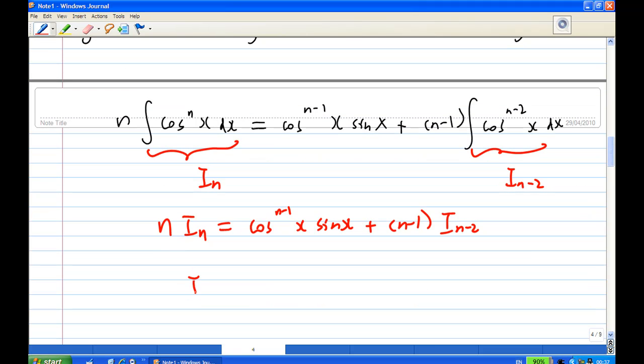So divide both sides by n. I_n will be 1 over n cosine power n minus 1 x sine x plus n minus 1 over n I_n minus 2. And this is the reduction formula for the integration of cosine x raised to the power n. This is the end of the recording.